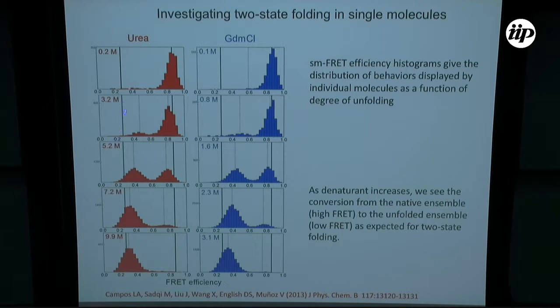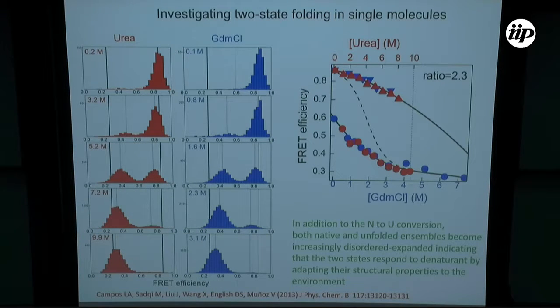But you can also see that in addition to populations, this unfolded state is becoming more expanded as we go to higher denaturant. Okay, so the properties are changing, and they are changing this way. Here I'm just plotting the transfer efficiency for both states. The dashed line corresponds to what the unfolding bulk experiment would be. What you can see here is that the unfolded state is expanding a lot and is following this pretty sharp curve. And this is something that many people have seen before, so this is not new.